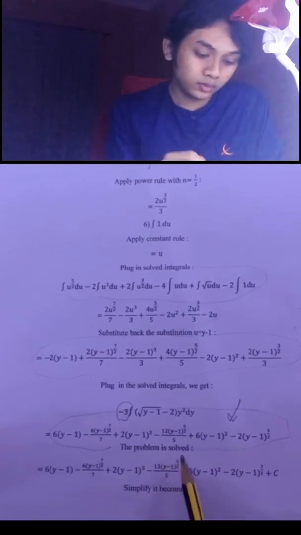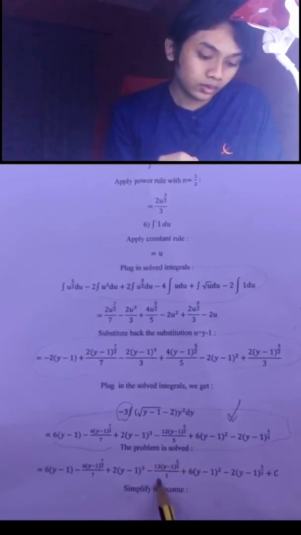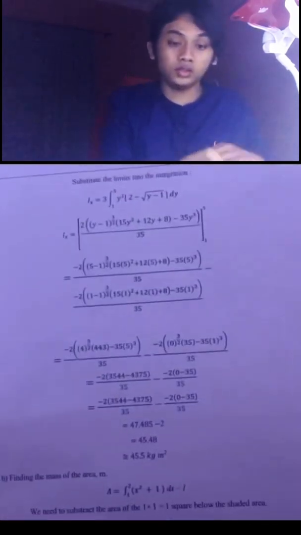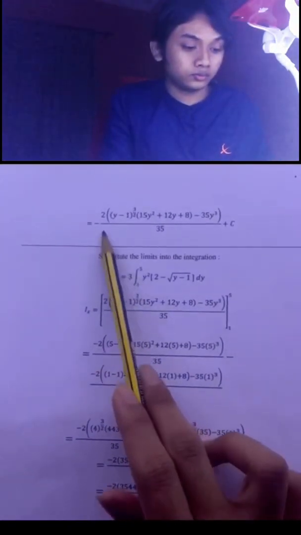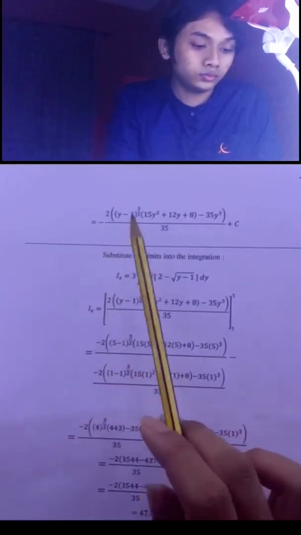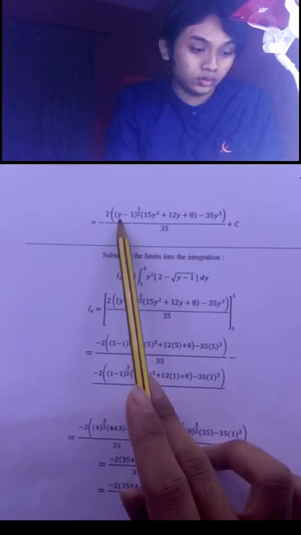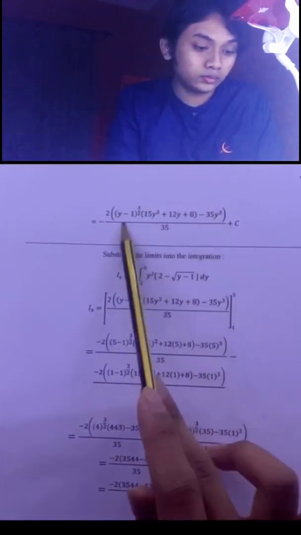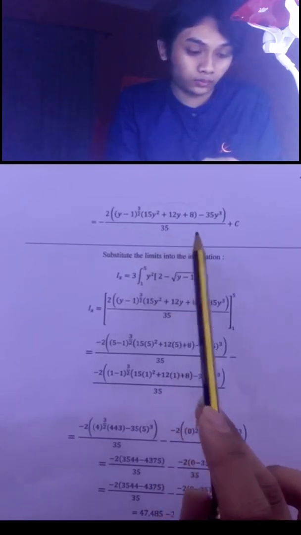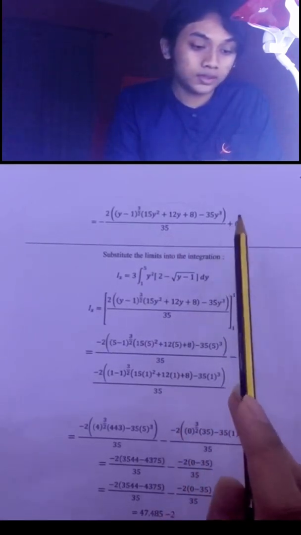And we solve the problem and we get this one. And after that, we simplify it and it will become negative 2 multiplied by this one over 35 plus C.